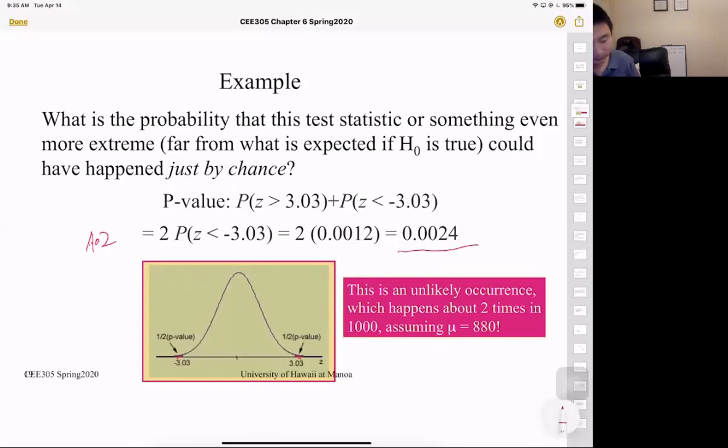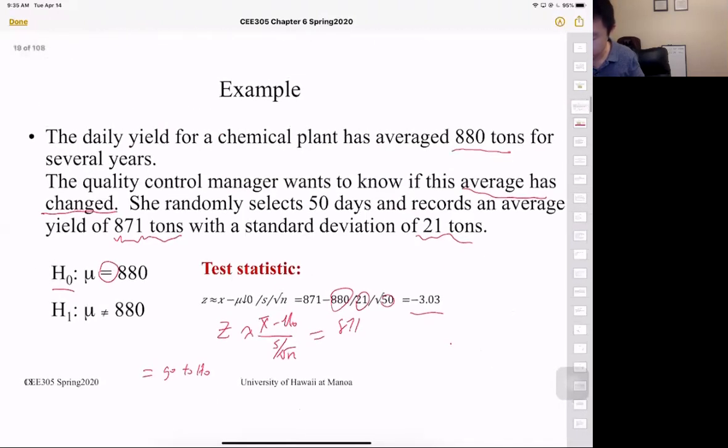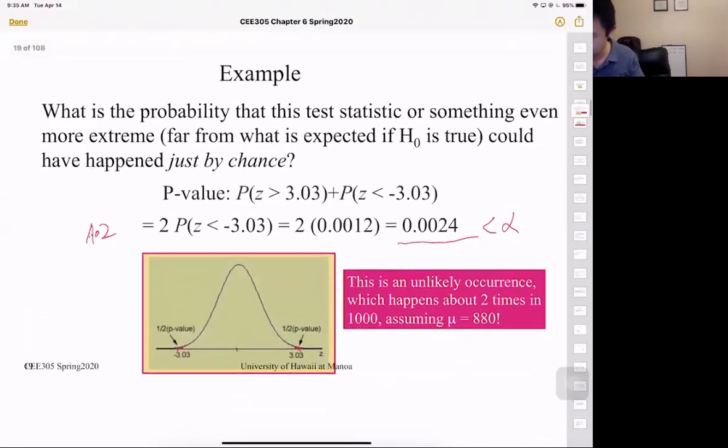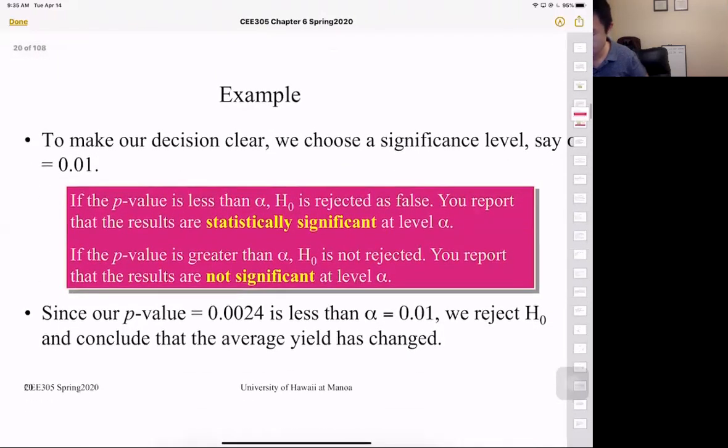So the p-value is less than alpha. The question doesn't tell us alpha, so we choose our own alpha, our own significance level. Let's say we choose 1%. If the p-value is less than alpha, and our p-value is 0.0024, then we reject H0, and we say the results are statistically significant at level alpha.